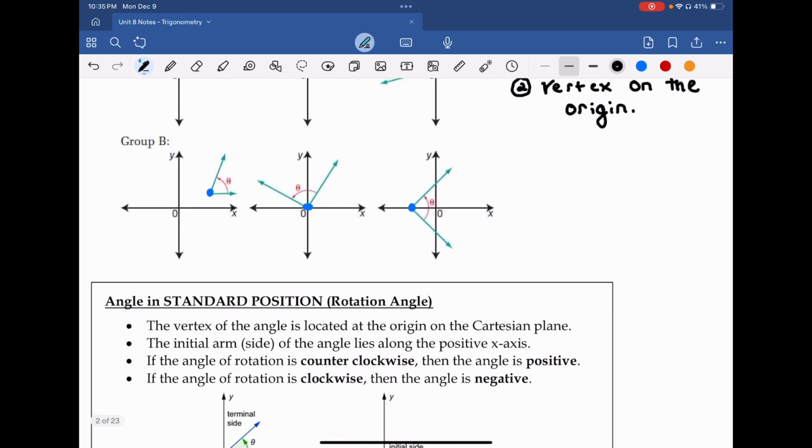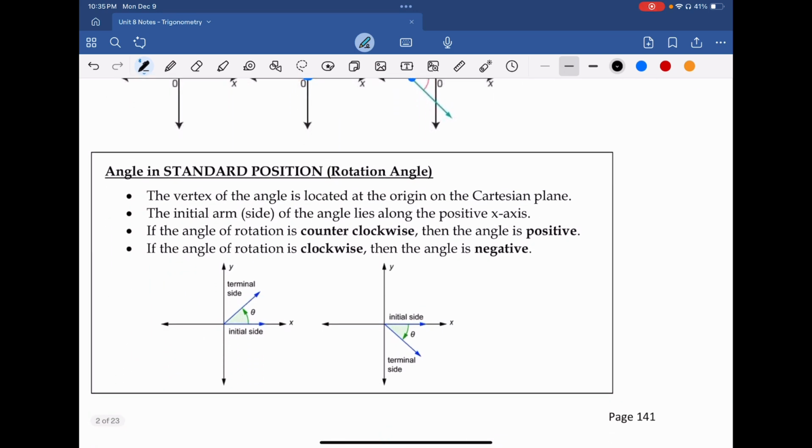All right, awesome. Let's scroll down here and introduce some terminology, or I guess the characteristics of angles in standard position. When we consider angles in standard position, we want to make sure that its vertex is centered at the origin. So we have an initial arm and a terminal arm that both start at the origin and work their way out. The initial arm lies along the positive x-axis, another very, very strong point that we want to highlight.